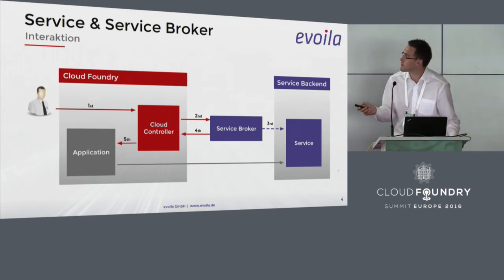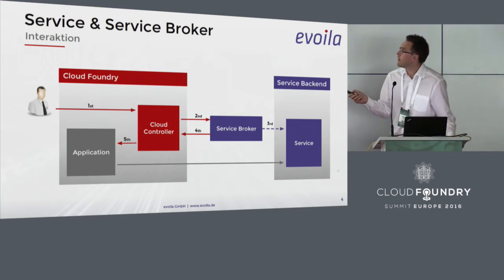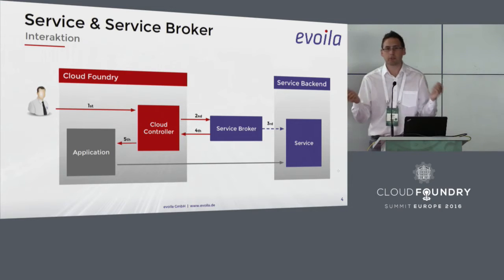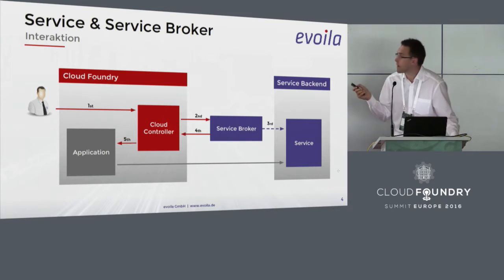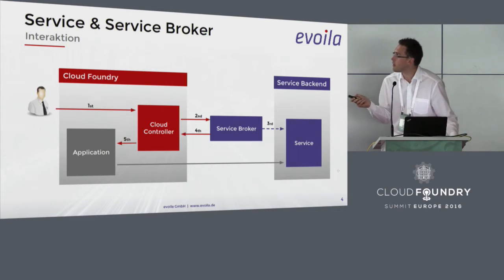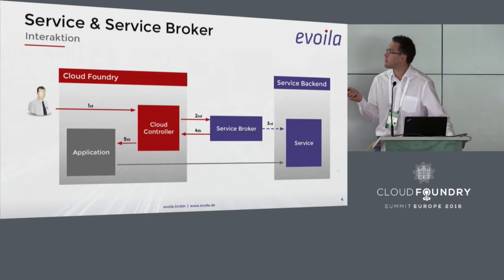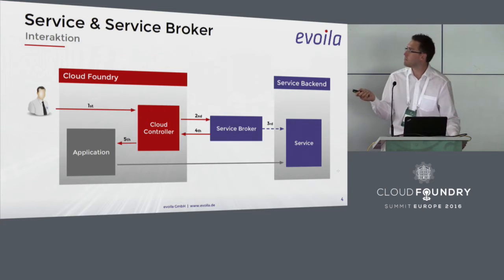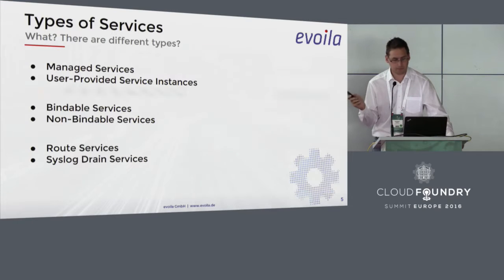Your Cloud Foundry installation, using the cloud controller to manage all the things, knows someone who can get you some service. This is called the service broker, which knows on some back end how to get a service. So you say, hey, Cloud Foundry, get me some service. He says, hey, service broker, get me the service. And the service is deployed. And the service broker tells the cloud controller, hey, that's the way you can connect your apps to it. And then it gets the credentials to your application, which is then able to access the service.